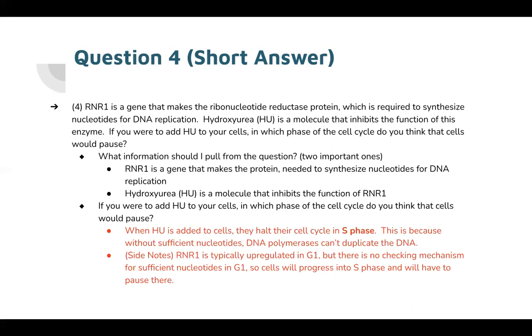The second bullet point here addresses something someone talked about in class: why wouldn't it be G1? To be honest with you, that checkpoint just doesn't exist. As a side note, RNR1 is typically upregulated in G1, but there is no checking mechanism for sufficient nucleotides in G1. So the cell will progress into S phase and will have to pause there. G1 would be a very good hypothesis, but it's just a fact that there's no checking mechanism in G1.